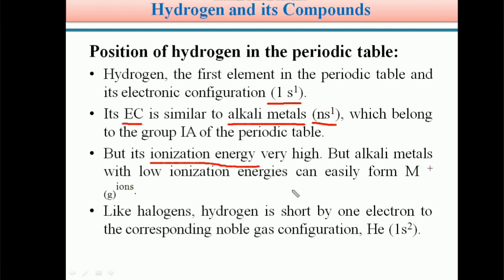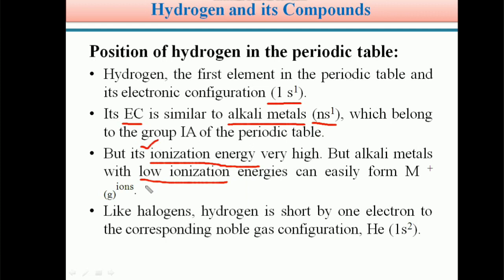They donate their valency electron very easily, because after loss of the valence electron, they resemble the nearest noble gas configuration, or nearest inert gas configuration. That's why alkali metals very easily donate their valence electron and have low ionization energies, but hydrogen has a very high ionization energy.